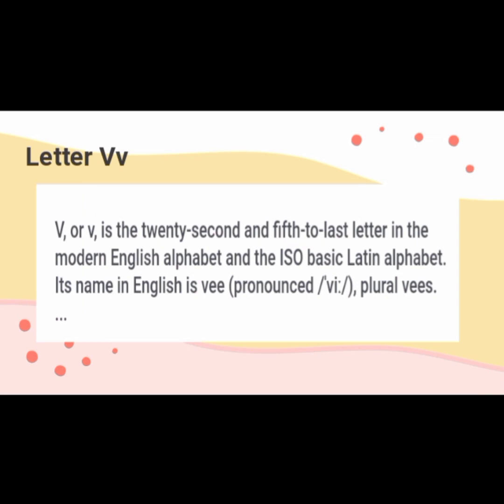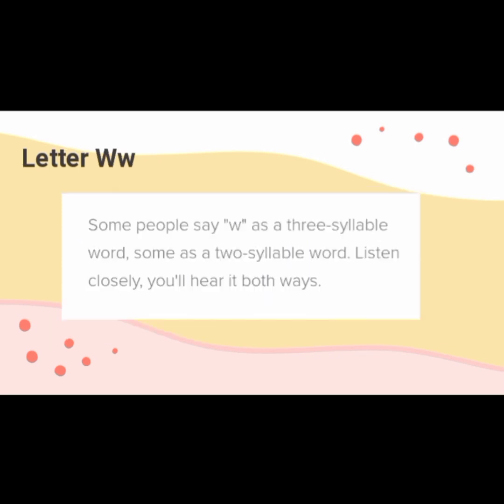Next is letter V. The V is the 22nd and the 5th from the last letter in the modern English alphabet. The sound of letter V is V. Next is W. Some people say W as three syllables. Some English people pronounce it as W. For example, we will produce the word which.